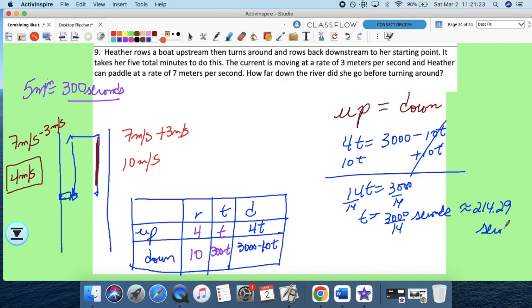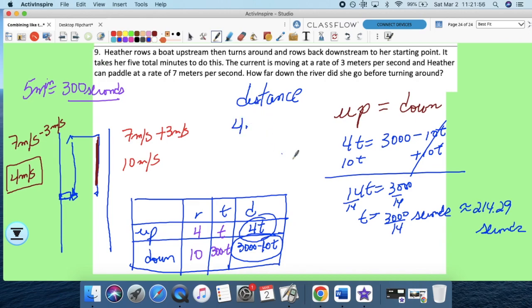Okay, so going up the stream, it took about 214.29 seconds. You can tell that downstream, if you subtract 300 minus 214, it's going to be a much shorter time, because she's traveling with the current. Now, distance-wise, distance is the same for up and down, so you could have used this expression as well. I'm just going to use the easier one.